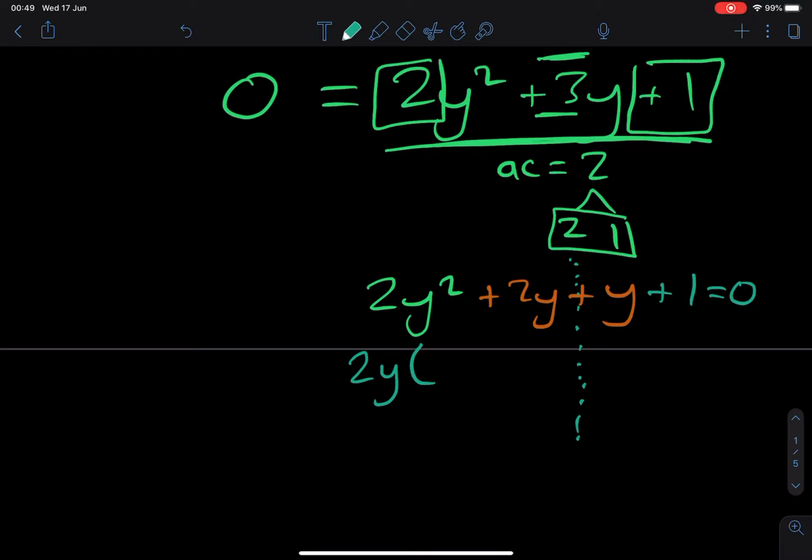There's no other numbers or letters that are factors of both. So what do I do to 2y to make 2y squared? I open up a bracket and I multiply by y. And 2y times something is 2y. Be careful and write down 1, please.